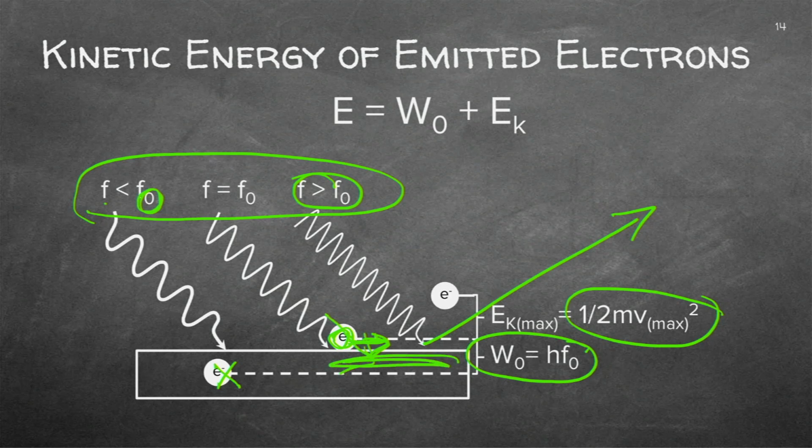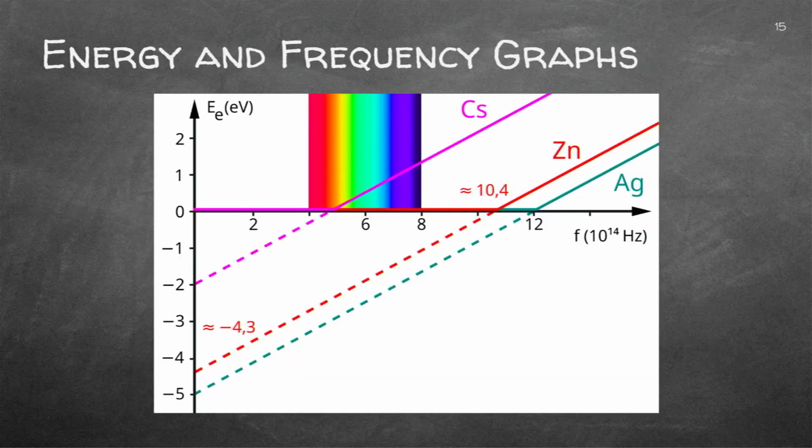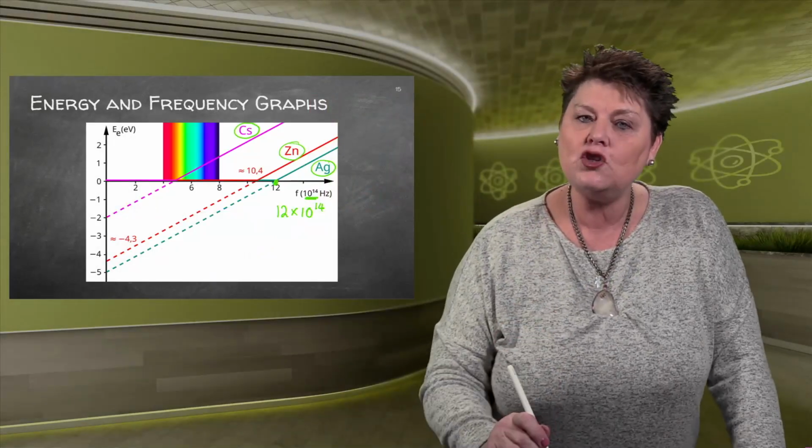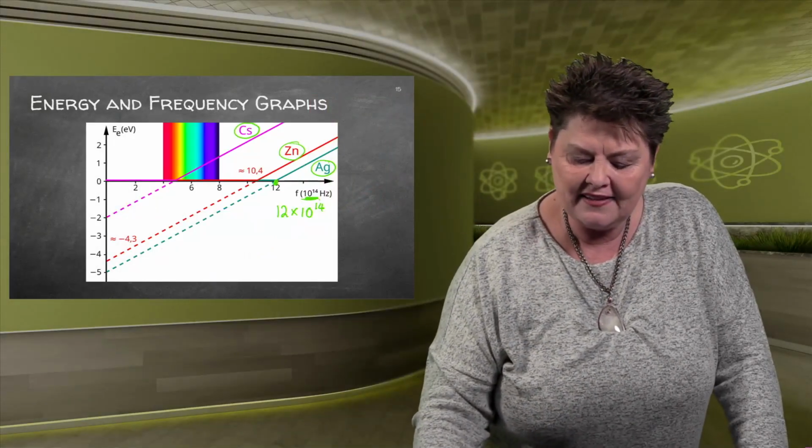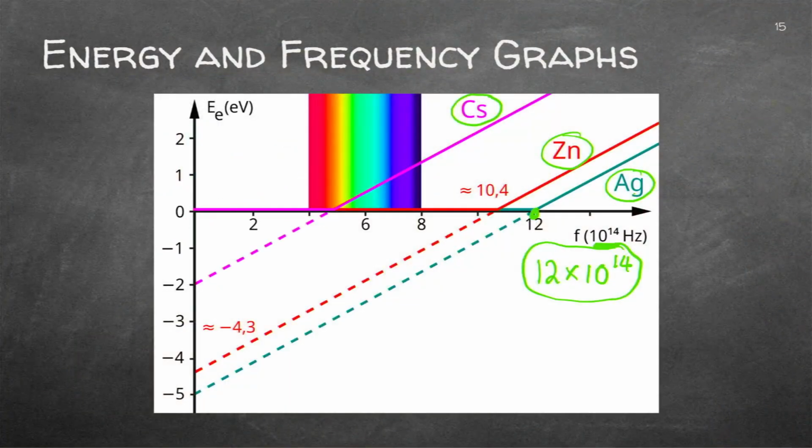energy coming in. Right, let's have a look at a graph where they've got 3 different metals. I've got silver, zinc, and cesium. And can you see here, we've got the threshold frequency of silver, and see here, the scale is 10 to the power of 14. So that's 12 times 10 to the power of 14. So if light is coming in, it has to be more energy than this threshold energy. The zinc is a bit smaller and cesium is a bit smaller. So make sure that you can interpret the word threshold frequency.